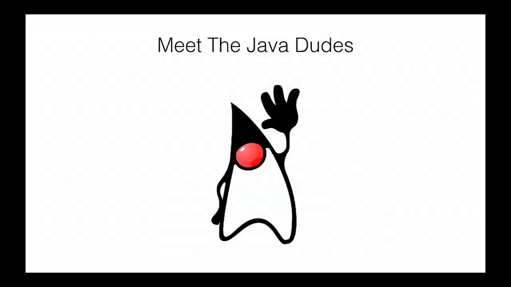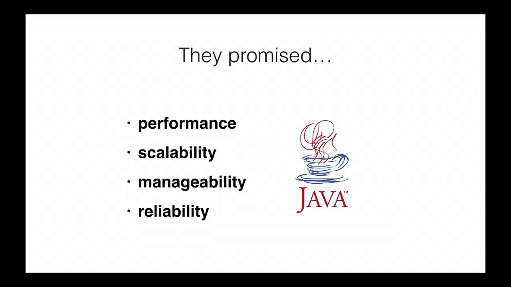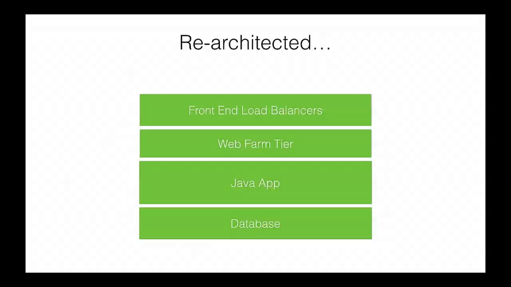And then a new group of developers came in, the Java dudes. The Java dudes decided, I know what we need to do to right the ship here. We know what the infrastructure needs. And so they promised these things: performance, scalability, manageability, reliability. And so they re-architected it. Congratulations, they brought green cookies back into the 2000s, because this is pretty traditional. Everything a growing business needed, they were doing pretty well.